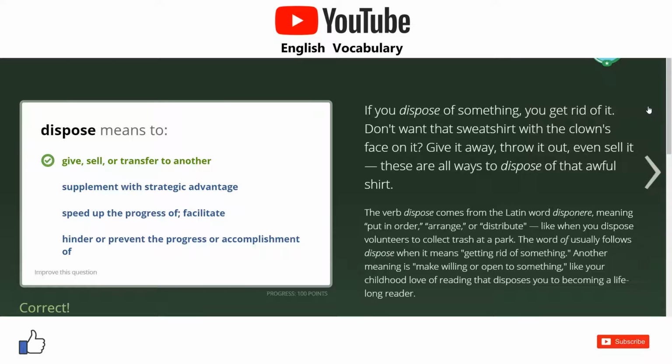The word of usually follows dispose when it means getting rid of something. Another meaning is make willing or open to something, like your childhood love of reading that disposes you to becoming a lifelong reader.